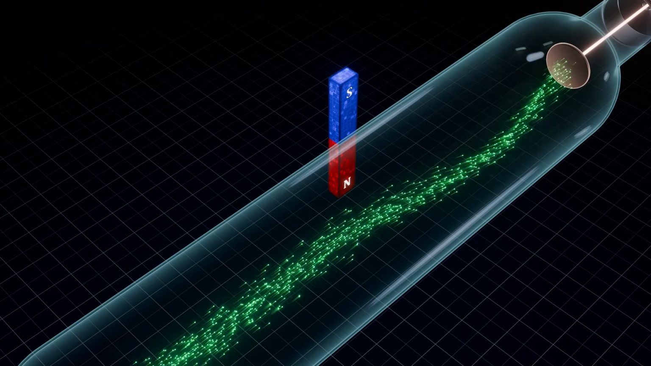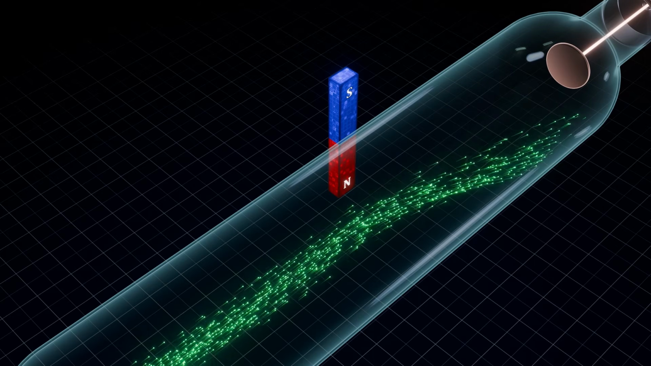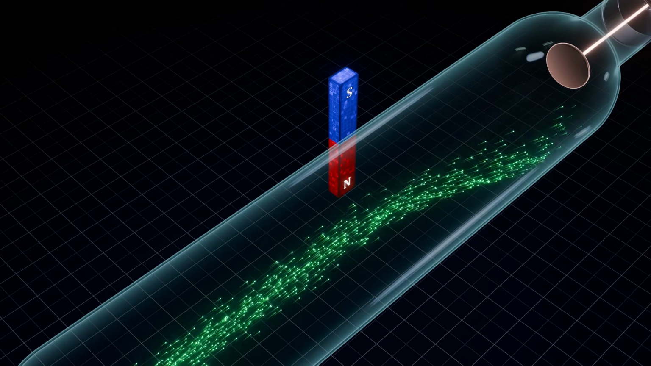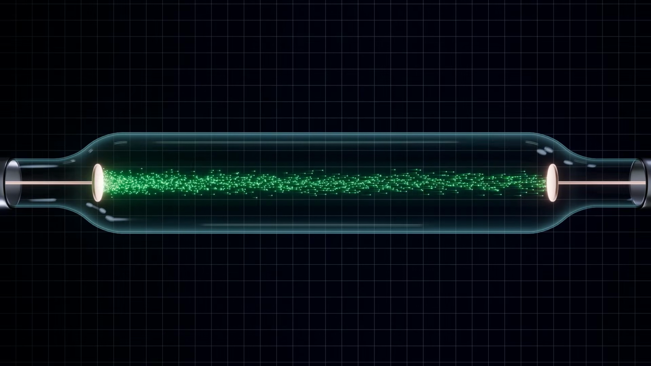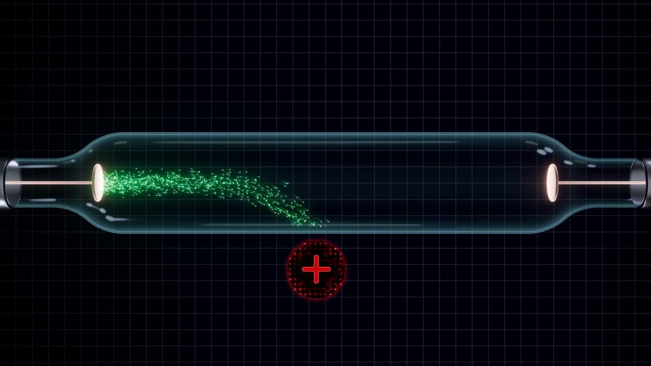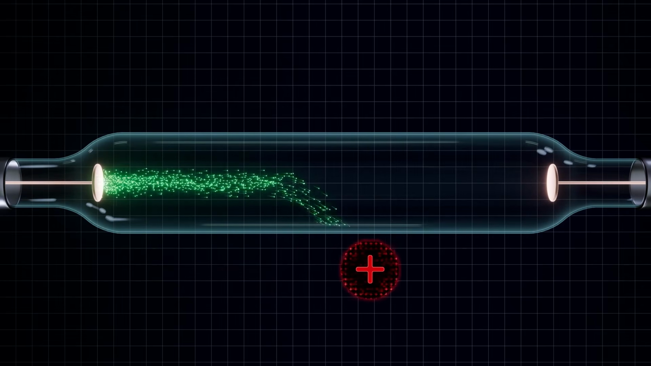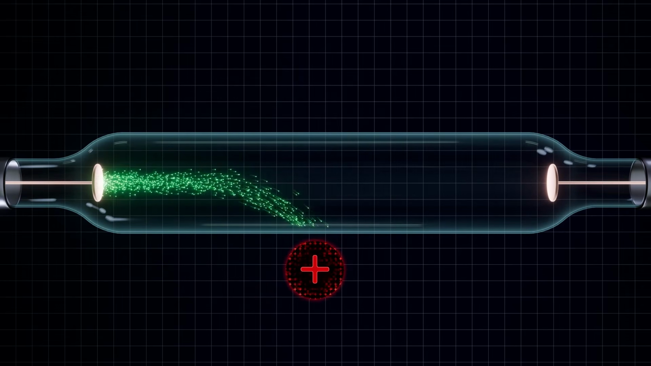When a magnet was brought near the beam, it deflected, showing the beam responding to magnetic fields. Also, when a positively charged plate was brought near the tube, the beam bent toward it. This indicated that particles carried a negative charge.